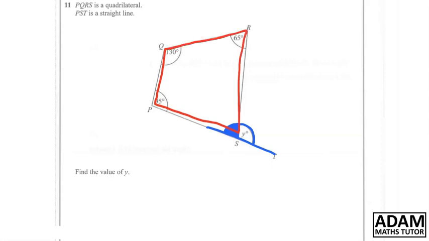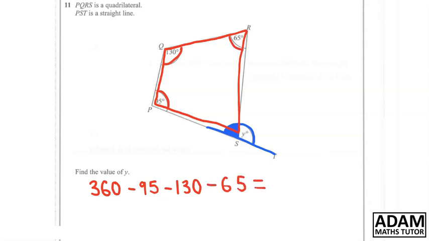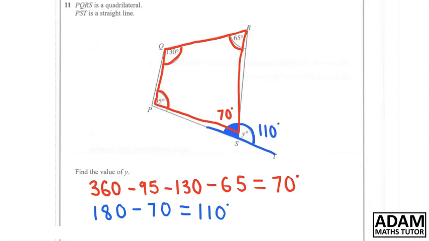I know that angles in a quadrilateral add to make 360 degrees. So take away the angles that I've been told, 95, 130 and 65, and that will leave me with the one which is missing, 70 degrees. Once I know that this angle is 70, I can take it away from 180 degrees as previously mentioned for angles on a straight line. So y would be equal to 110 degrees.